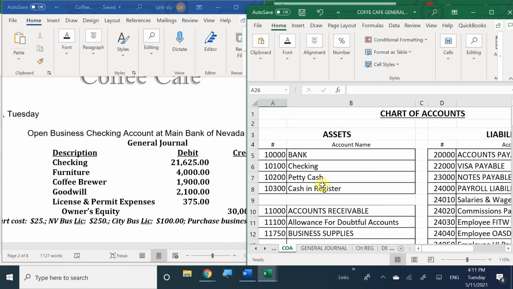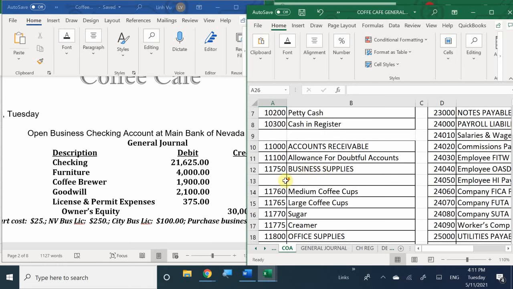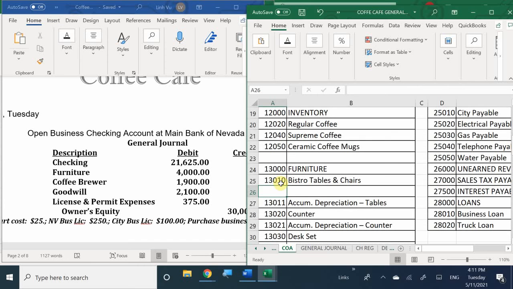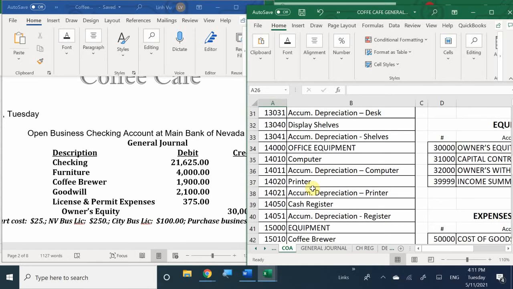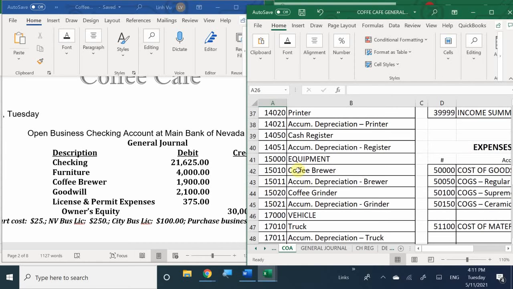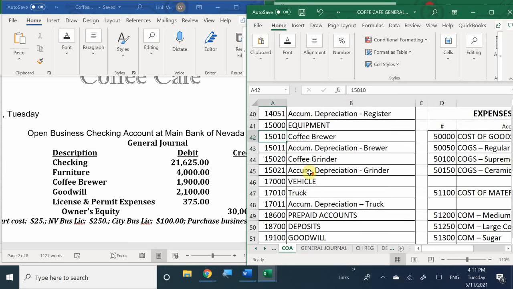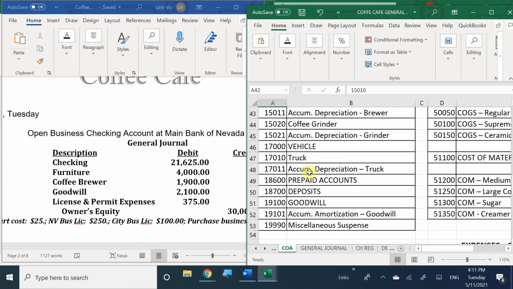Furniture. What is furniture considered? It's an asset. So, do we have a furniture account? Yes, 1300. What about a coffee brewer? That's equipment. It's going to be under equipment, yes. Coffee brewer, 15010, good. And what about goodwill? What would goodwill be? An asset? Good.